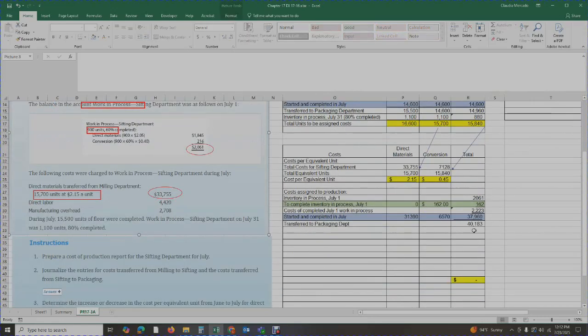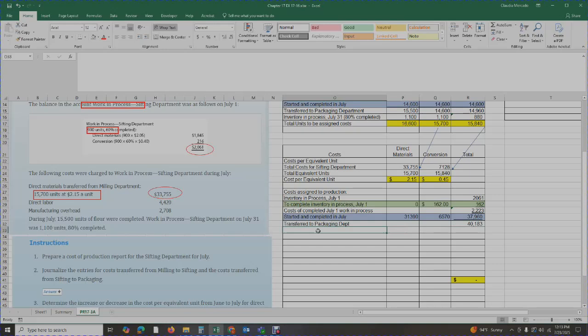Okay, so that is what is going to be transferred. Remember, we have to finish the products from last month, which we did. That's the green. And then we put into production new products, and we finished them in that particular month. This is what we started and finished in the month of July. That is the blue cells. Now we're going to transfer to the packaging department the sum of the two, which is 40,183.